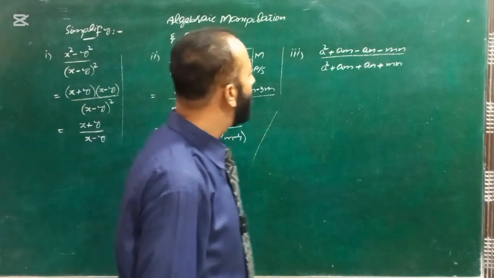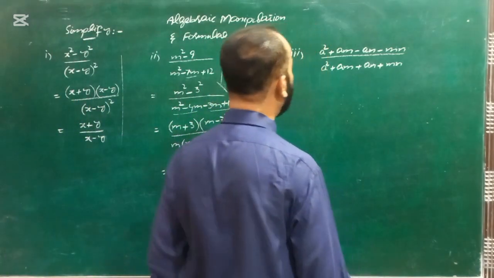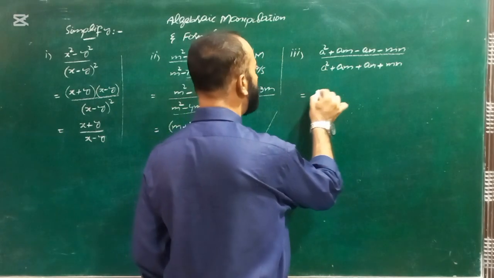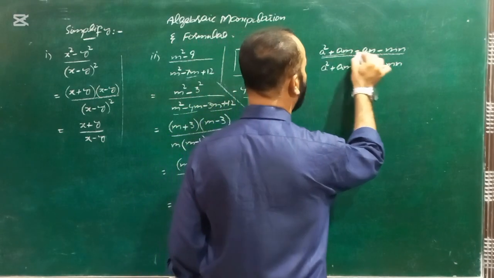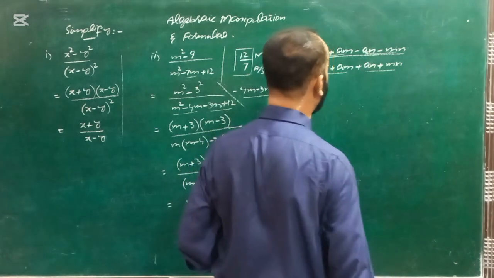Okay, here is another type of question. Here you can see 4 values are there. So you will make pairs and take common. So these are the pairs in numerator and denominator.